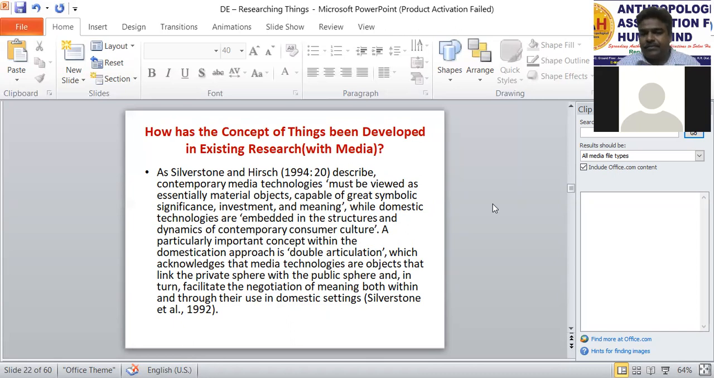A particularly important concept within the domestication approach is double articulation, which acknowledges that media technologies are objects that link the private sphere with the public sphere, and in turn facilitate the negotiation of meaning both within and through their use in domestic settings. Silverstone et al.